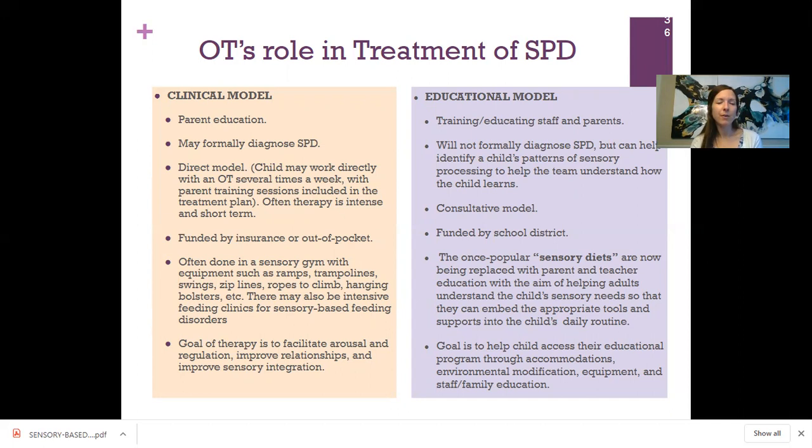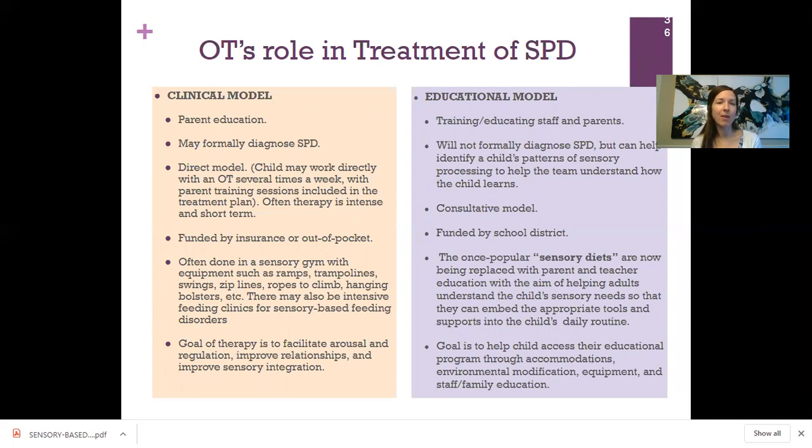The funding for this clinical OT is either insurance or out of pocket. Oftentimes it's done in a setting that looks sort of like a sensory gym. They might have ramps, trampolines, zip lines, swings, ropes to climb, hanging bolsters, all kinds of really fun and cool stuff. And they may also have intense feeding clinics for sensory-based feeding disorders as well.